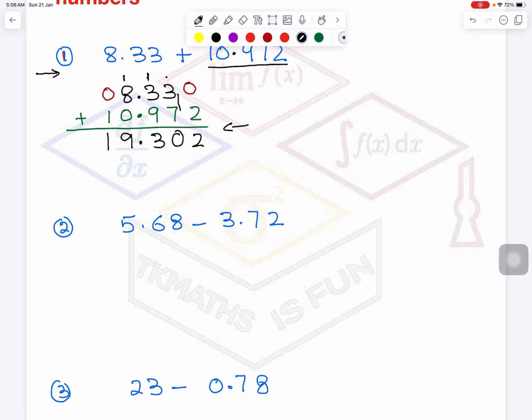Now let's see this one. Keep doing it yourself also. You can put the video on pause if you want. So now first number is 5.68. Now here I will repeat. Some people call it 68.